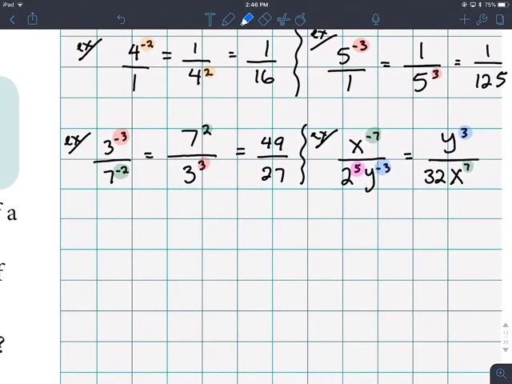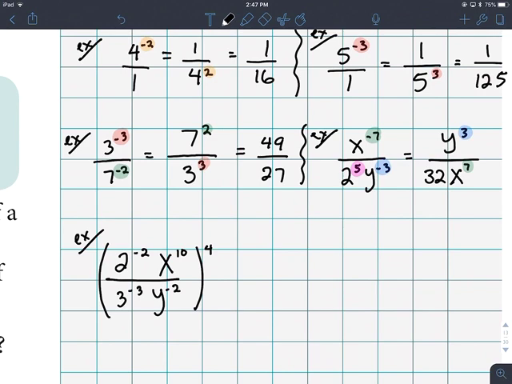I'll do one more example, and then I'm going to tie this together with the exponential functions. So last example. What happens if we have something like this? 2 to the negative 2 power, x to the 10 power over 3 to the negative 3rd power, y to the negative 2nd power, and everything is to the 4th power.